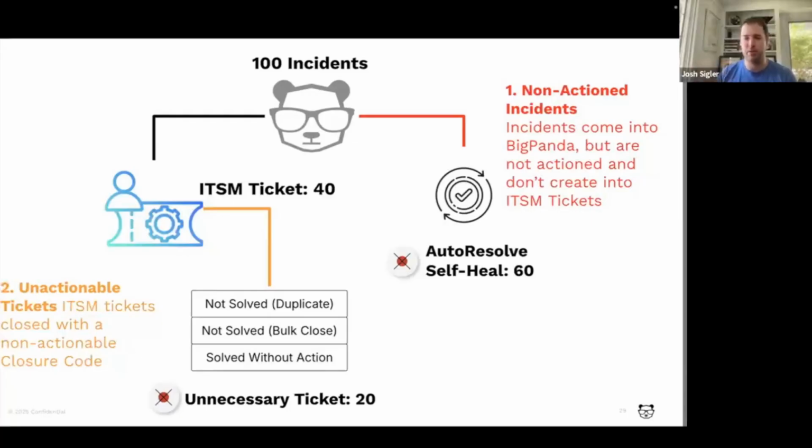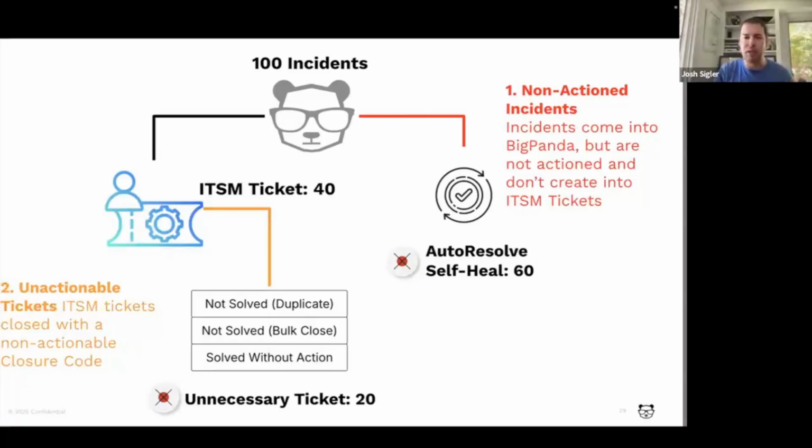Think about it from a cost perspective: if I could take all those things that no one is looking at and stop generating them in BigPanda, stop generating them from my monitoring tools. We'll show some slides about the impact of that over time. But it's a very quick way to address my noise problem, by not sending things that are not actionable.